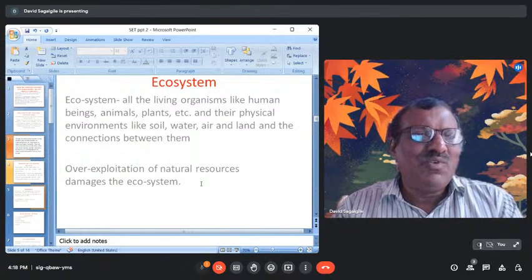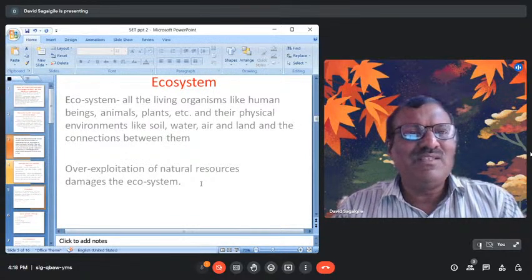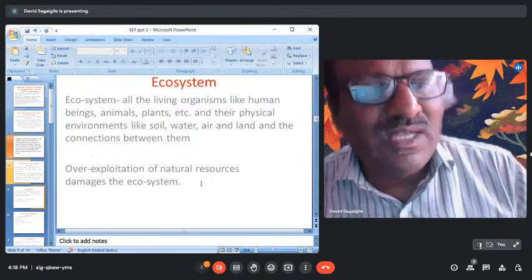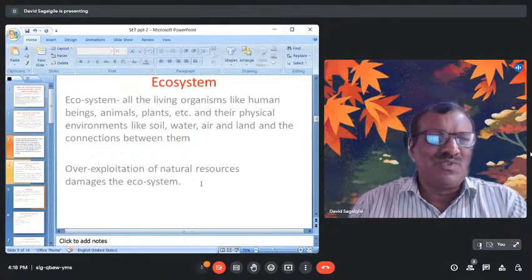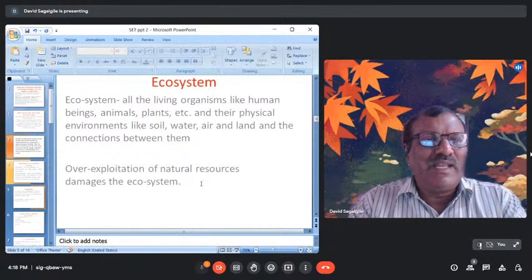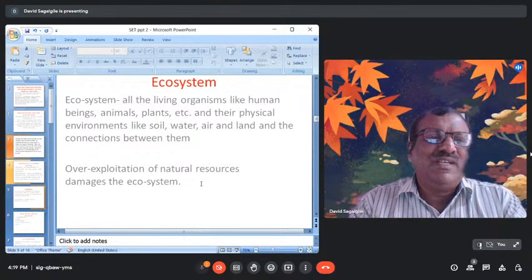We say that the more and more natural resources you are exploiting from the earth, it is going to damage the ecosystem. Ecosystem is like a chain in which one thing depends upon the other, and hence we also see that it is very important for us not to overexploit the natural resources, but to use them wisely or sparingly so that we can leave it for the future generations. And even over exploitation, the more and more of natural resources we consume, it is going to damage the ecosystem.